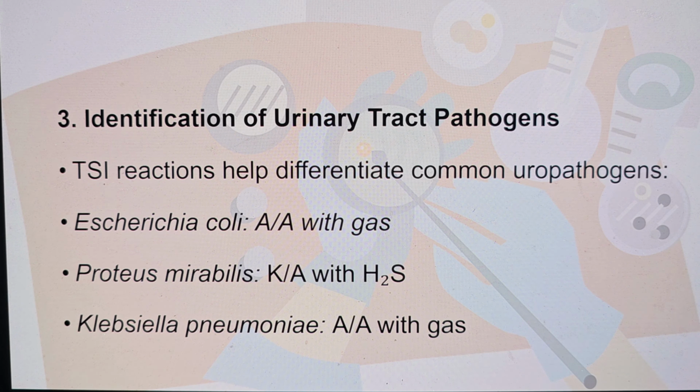Third, identification of urinary tract pathogens. TSI reactions help to differentiate common uropathogens like Escherichia coli, A/A with gas, Proteus mirabilis, K/A with H2S, Klebsiella pneumoniae, A/A with gas.